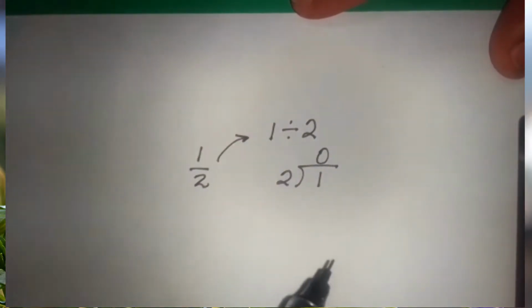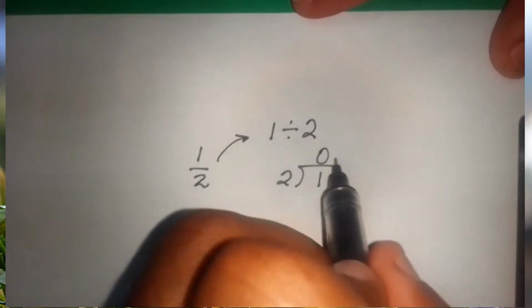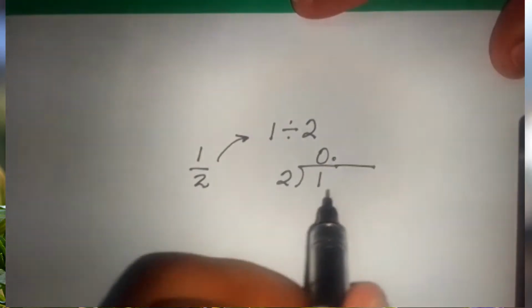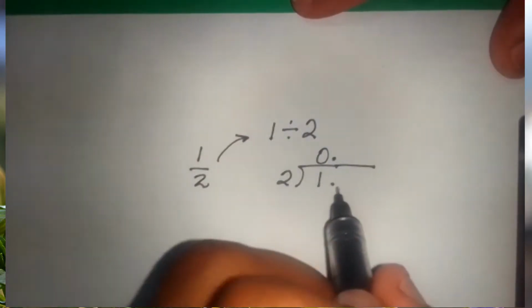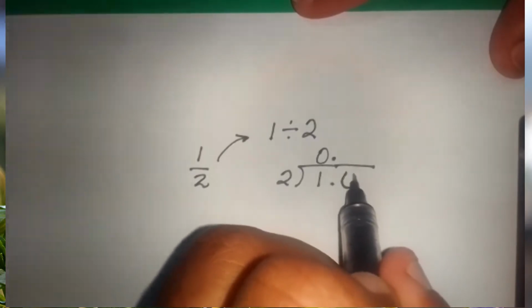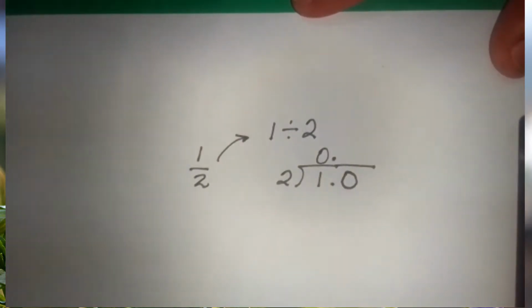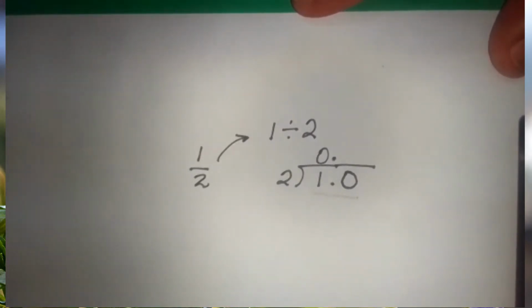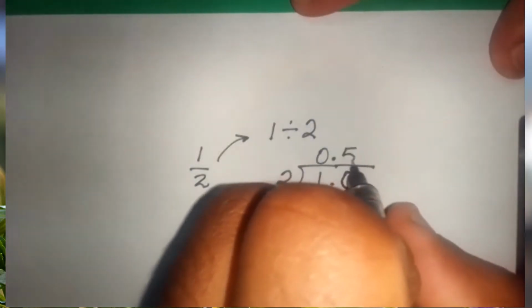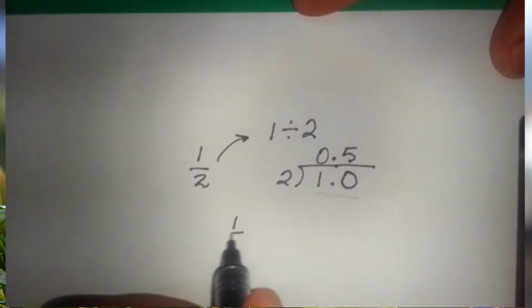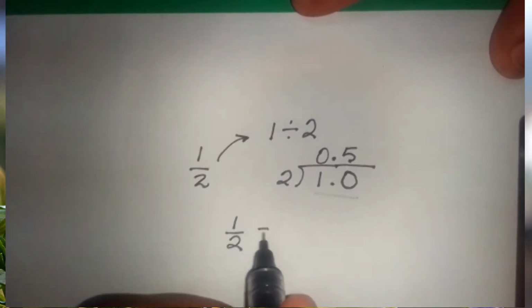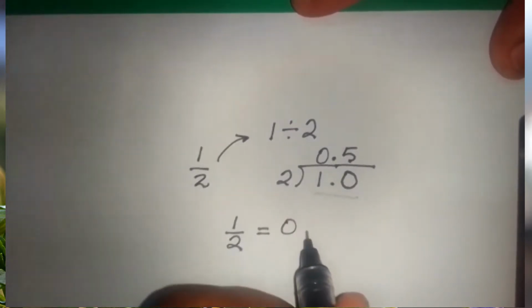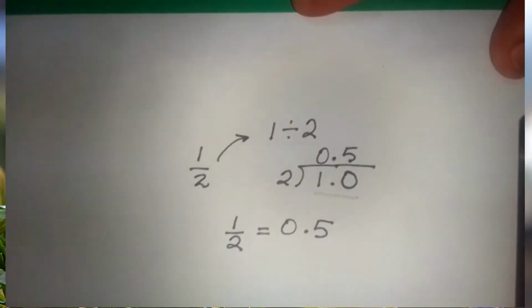And because I'm finished with this one, I'm going to put a decimal point. Then I'm going to extend the number by adding a placeholder 0. So now it becomes 2 into 10. 2 into 10 goes how many times? 5 times. So a half is exactly equal to 0.5 as a decimal.